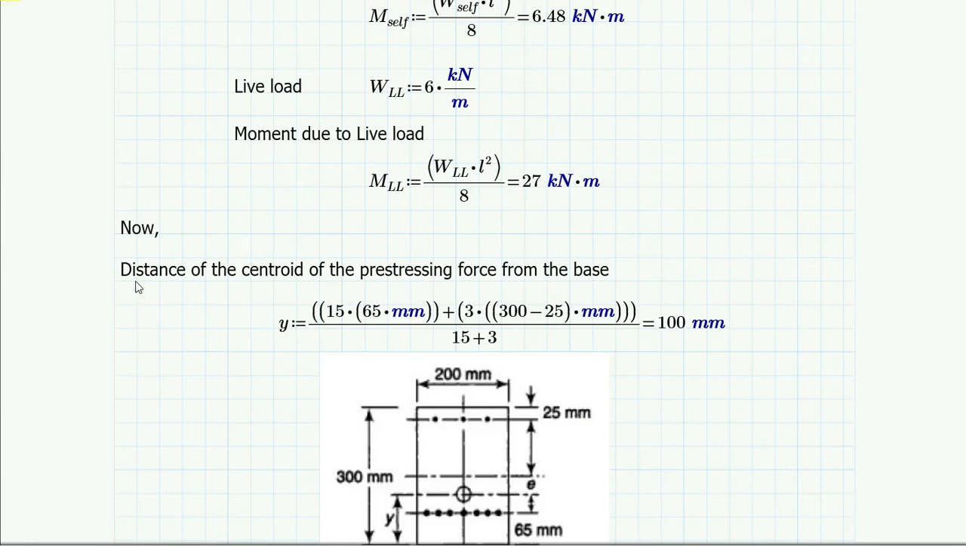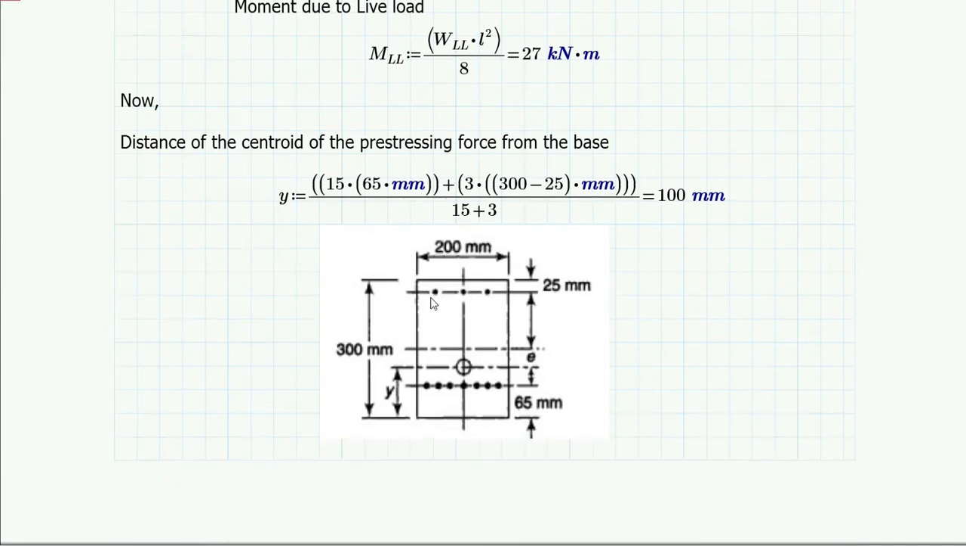Now we need to find out the distance of the centroid of these two sets of tendons that are placed in this section, because you can see we have 3 tendons at the top and 15 tendons at the bottom. To find out the eccentricity, we first need to know the centroid of these total 18 tendons.